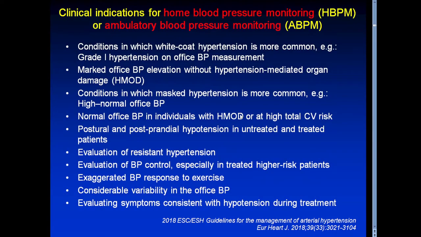Clinical indications for home blood pressure monitoring or ambulatory blood pressure monitoring. Conditions in which white coat hypertension is more common: grade 1 hypertension on office BP measurement, and marked office BP elevation without hypertension-mediated organ damage. Conditions in which masked hypertension is more common, for example, high normal office BP, and normal office BP in individuals with hypertension-mediated organ damage or at high total cardiovascular risk.